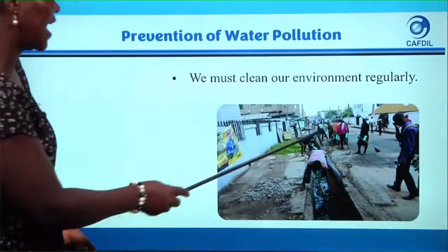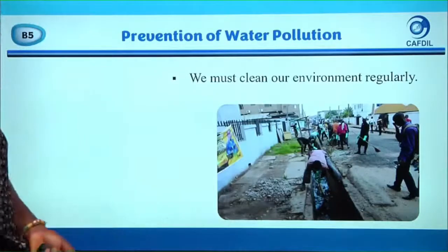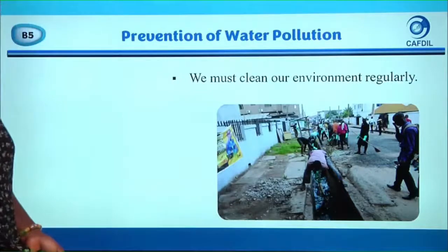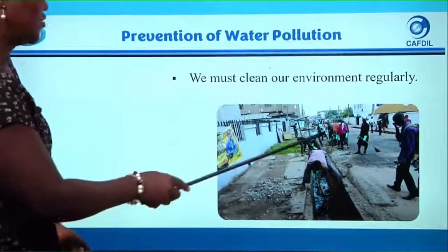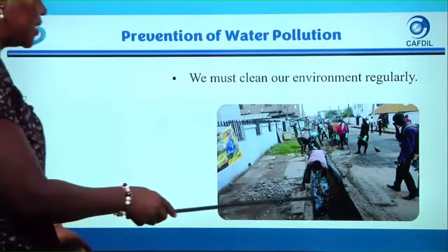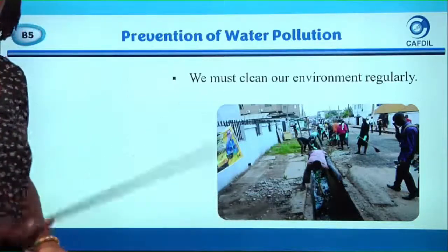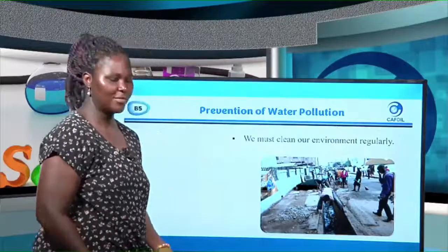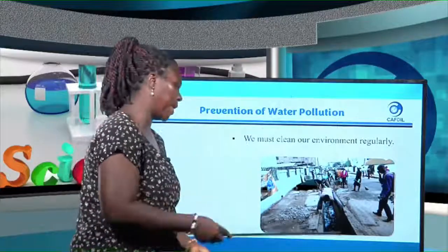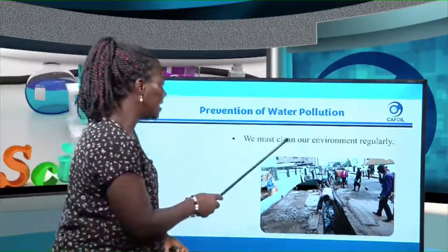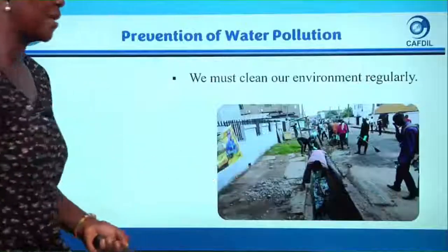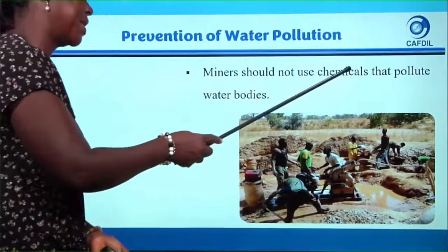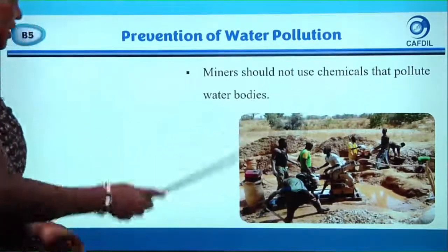Now, we must clean our environment regularly. Let's look at what they are doing. They are desilting the gutters. The rubbish in the gutters, they are collecting it. They are sweeping the streets. So the rubbish in the gutter, when you collect it, it won't get into our water bodies. You can put it at the proper place. So we must clean our environment regularly. Good. The next one is miners should not use chemicals that pollute our water bodies.